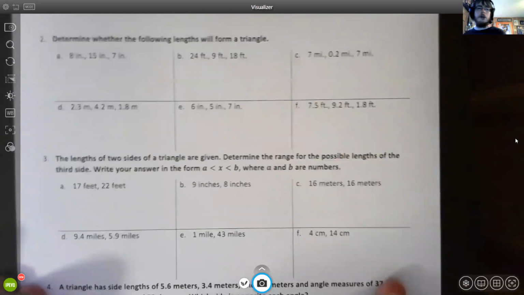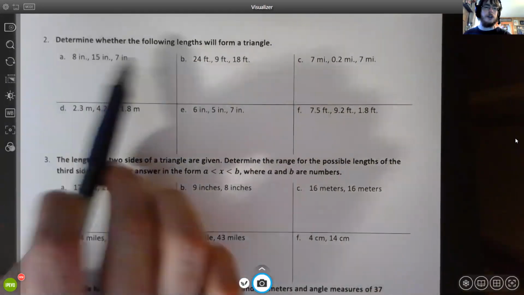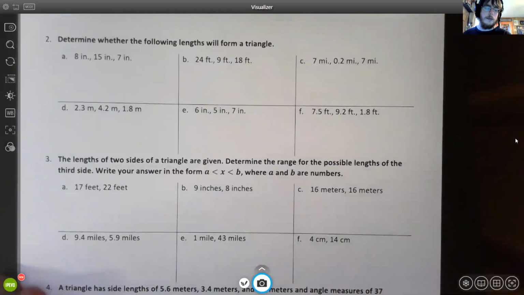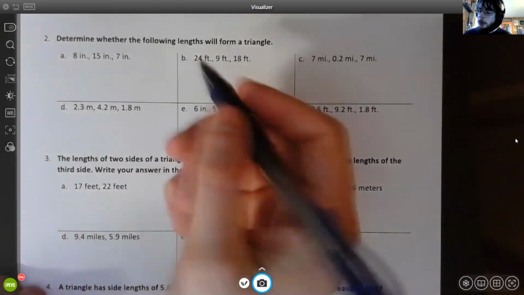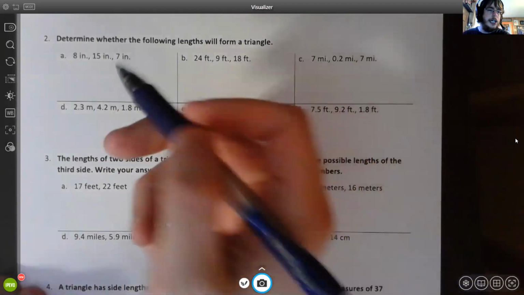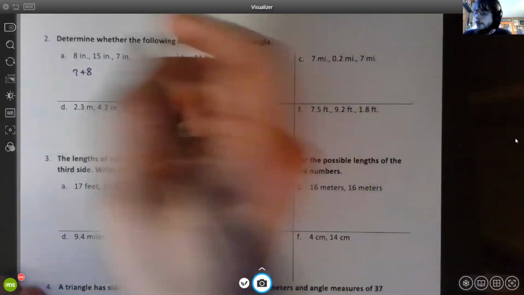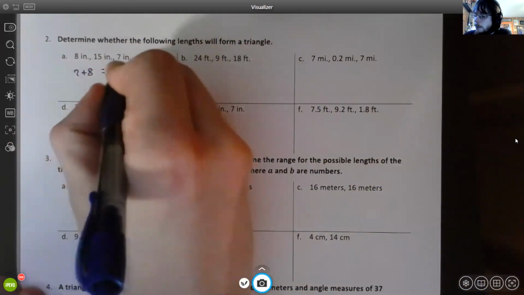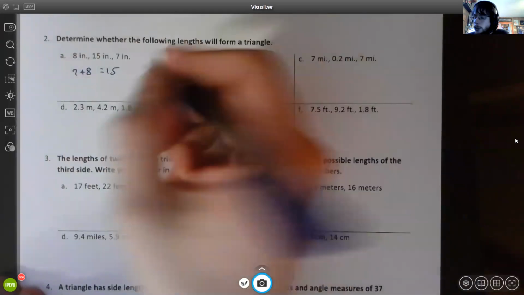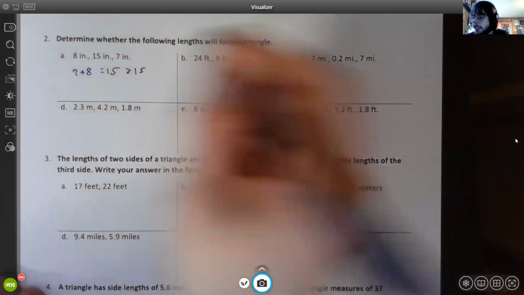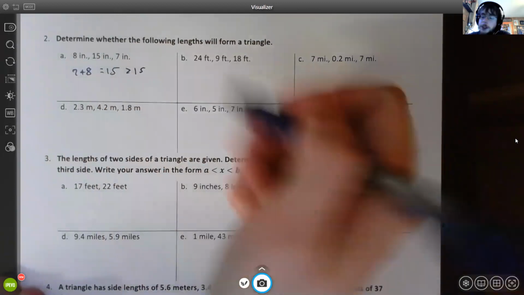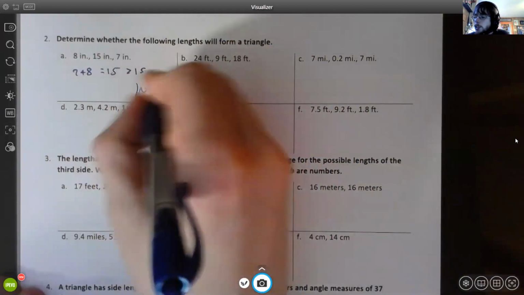Number 2, determine whether the following lengths will form a triangle. As long as you remember that you take the two smallest sides and add them together. So like here, 7 plus 8, which gives you 15. And then you see if that is larger than your third side. So in this case, 15 is not greater than 15. So this would not be a triangle.